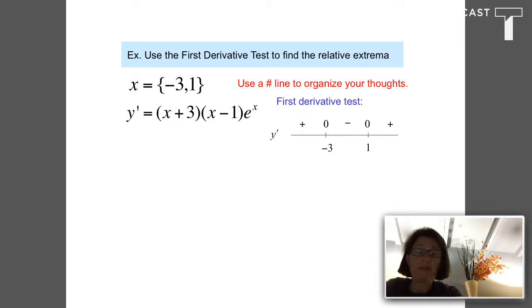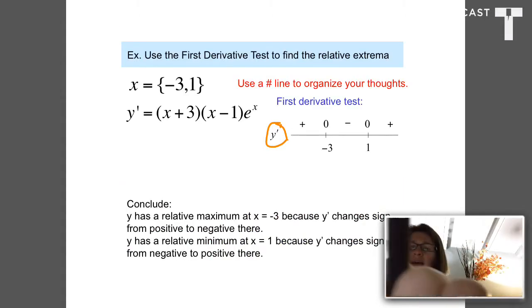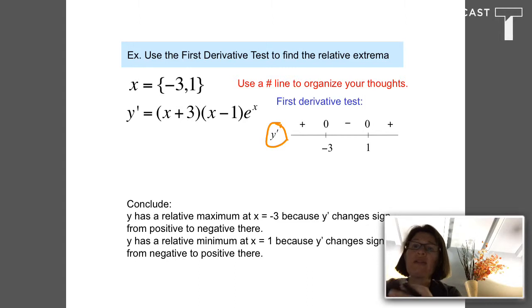So again, I'm using the first derivative test. It means I care about the sign of the first derivative. So I've labeled my number line with the first derivative. I've labeled my number line with the two values I found, the two values of x that make y prime equal to 0. And now I can plug in some numbers, and I find out that my derivative is positive for numbers less than -3. It's negative for numbers between -3 and 1, and positive for numbers bigger than 1.